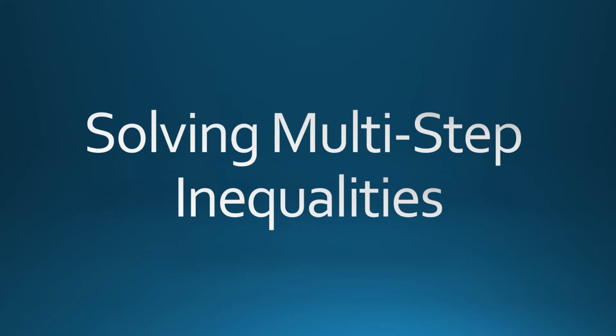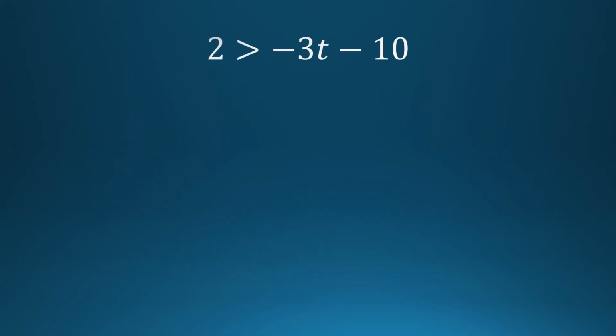In this video, we're going to talk about how to solve multi-step inequalities. And the good thing is, if you know how to solve a multi-step equation, it's the same process, except we have to remember that extra rule. Anytime you multiply or divide by a negative, you have to flip the inequality symbol. So let's take a look at some examples here.